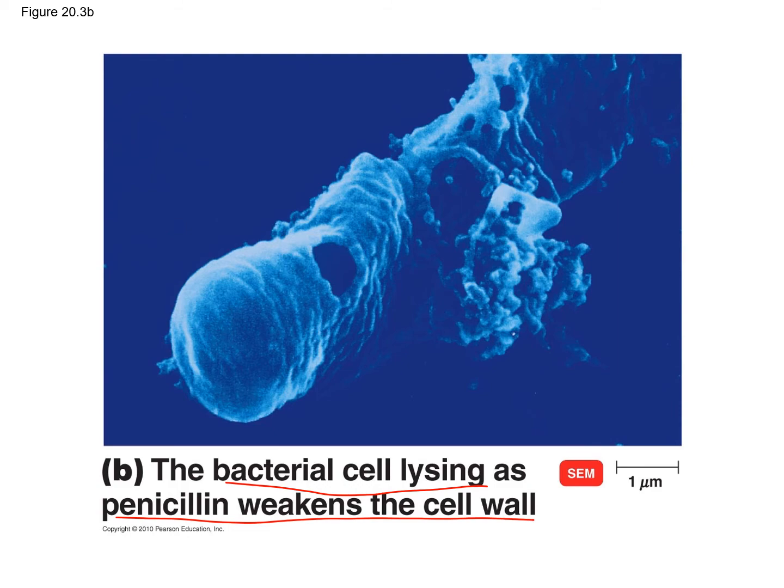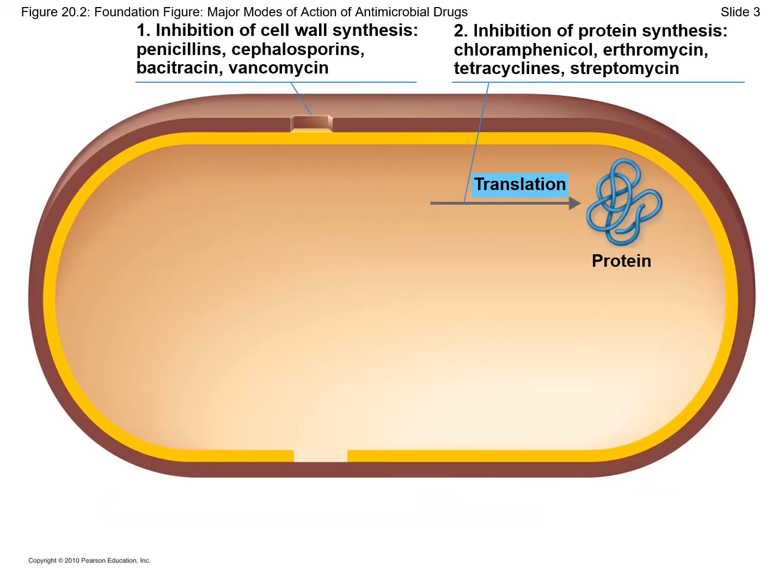It is bactericidal. The second mode of action is to inhibit protein synthesis. And basically, this means to stop the process of translation. So these different types of antibiotics, chloramphenicol, erythromycin, tetracyclines, and streptomycin, they target the ribosome because it is the ribosome that performs translation.